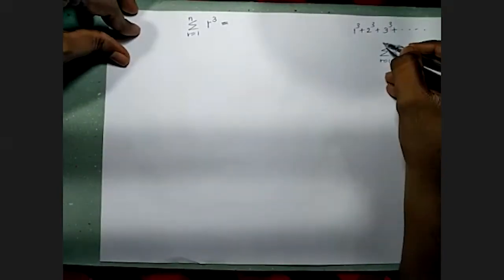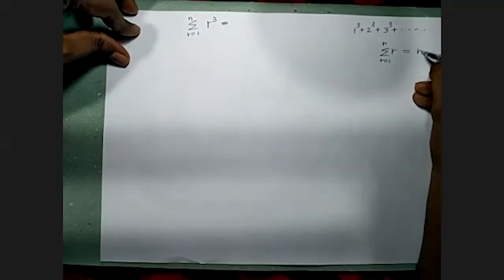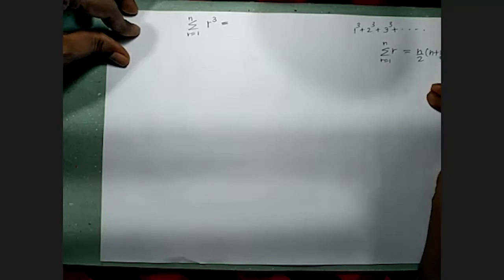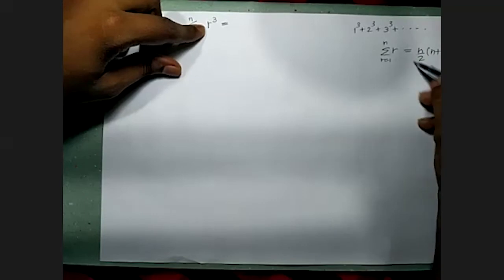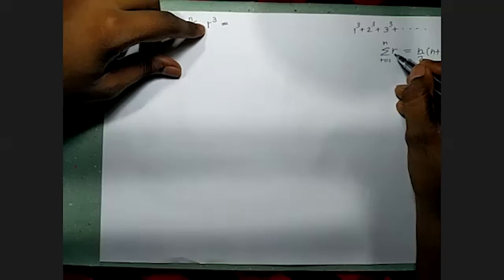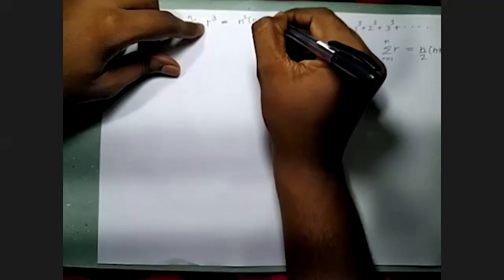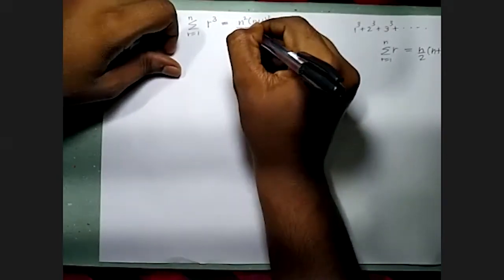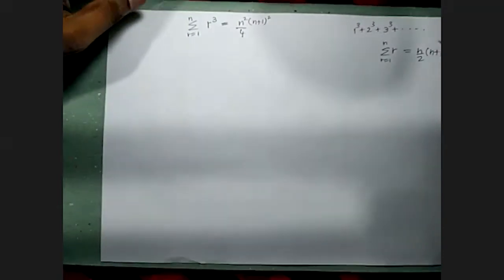is the theorem for this one? Can you remember? For R, that was n by 2 into n plus 1. For R cube, it is the square of this result, square of R, that is n square, n plus 1 square over 2 square, it is 4. Easy to memorize. R cube, it is the square of what we got for R.